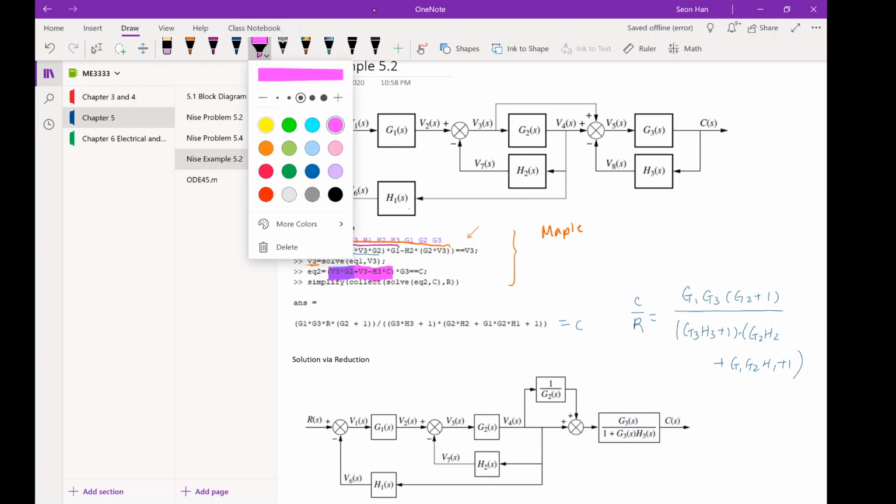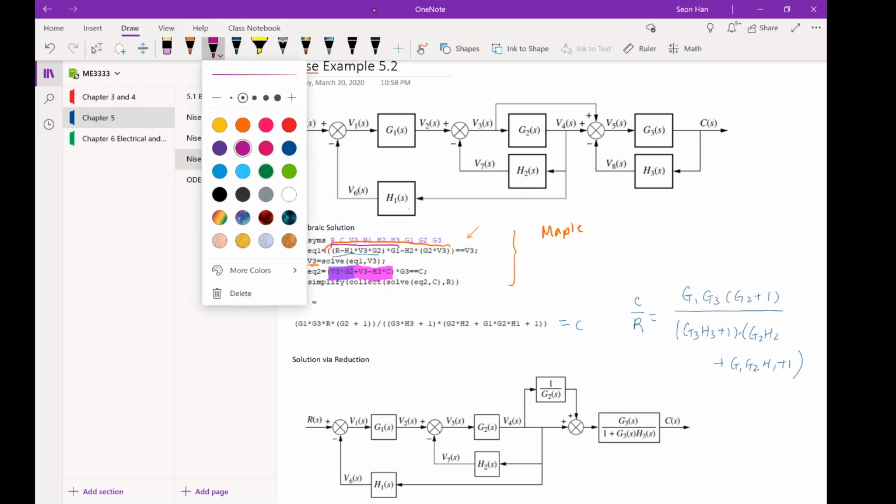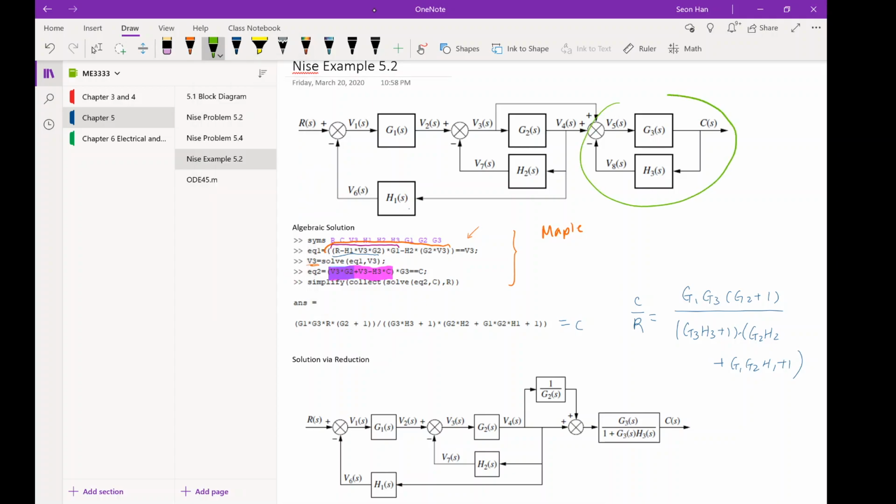What color can I use? How about blue? No, that's green. Okay, they recognize this is a negative feedback loop. That has a formula where this G3 H3 can be replaced with G3 divided by 1 plus G3 times H3. Remember that? That's a negative feedback loop. So that's what's shown right there. And then they realize, wait a minute, this is almost a negative feedback loop.